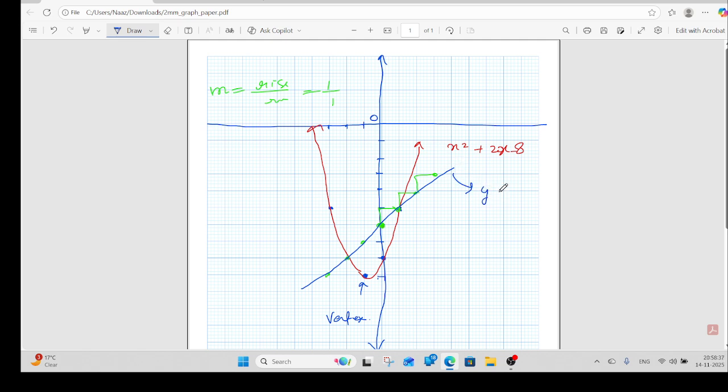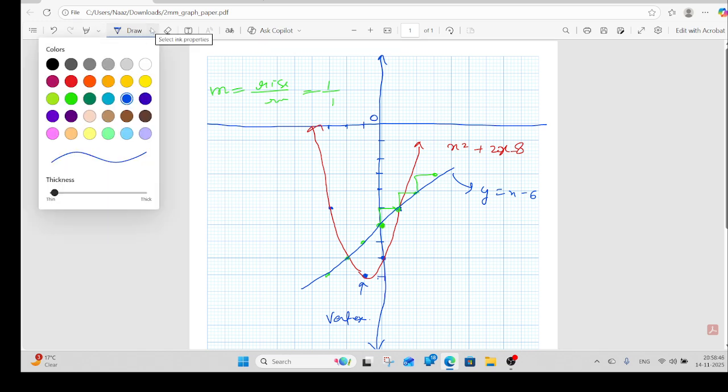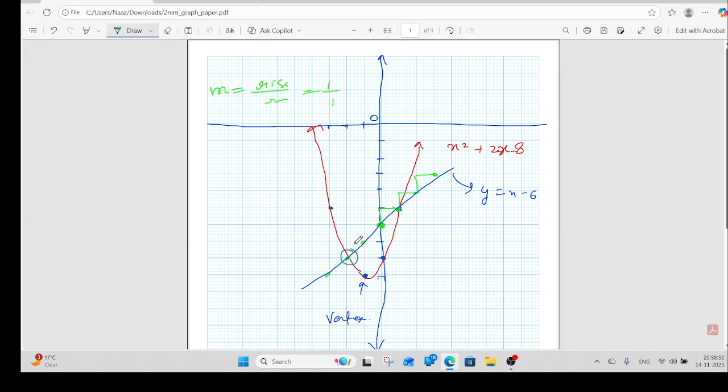For this, my equation is y is equals to x minus 6, right? So graphically, if you see where these two graphs are intersecting, that's my solution, right? If you see this point and this point, at these 2 points, they are intersecting. So these are my solution. So this point is x is -2, and y is -8. So this is -2 comma -8. And this point, if you see, x is +1 and y is -5. So my answer is 1 comma -5. That's how we solve a system of linear and quadratic equation graphically, right?